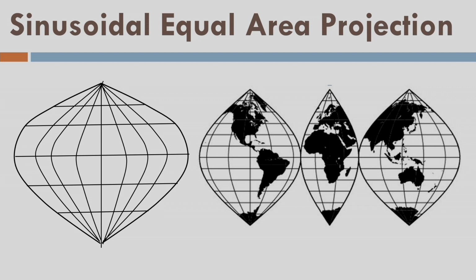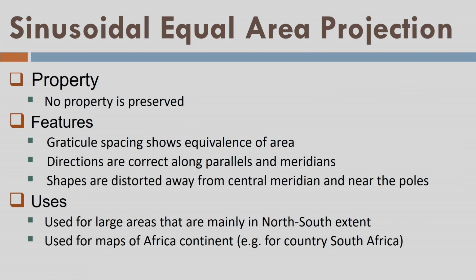There is another pseudo-cylindrical map projection, the sinusoidal equal area projection. You can see these distorted lines of meridians here, here, here, and so on. But this central meridian is a straight line. So I expect that the properties along this central meridian should be preserved, or they will have minimum distortions. No property is preserved here. Graticule spacing shows equivalence of area. That means whatever area the graticule was having, if they are projected on the map surface, they will have the same area, or they will have minimum distortions.